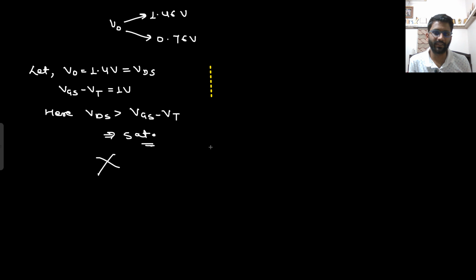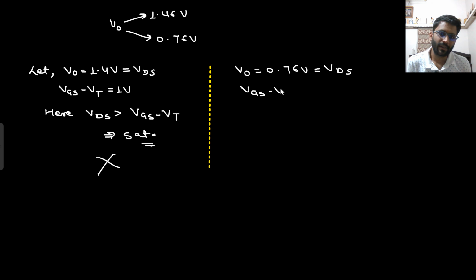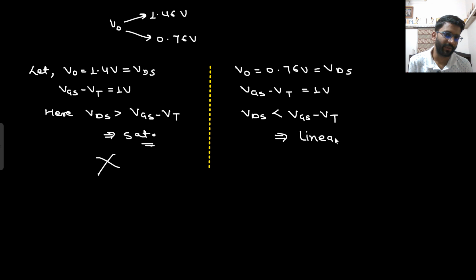Now let's talk about the second condition. If I take V naught equal to 0.76 volt, that is equal to VDS. What is the value of VGS minus VT? That is 1 volt. So here what do you see? VDS is less than VGS minus VT. VDS is less than VGS minus VT. That means it is in linear region. And the assumption that we made is correct.